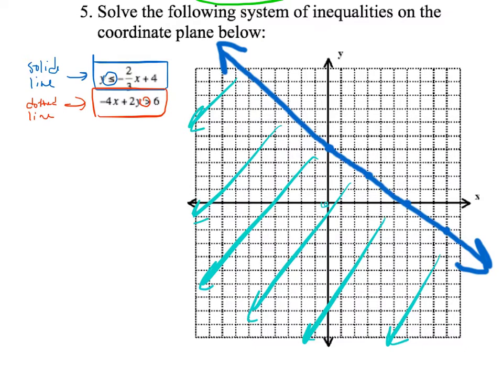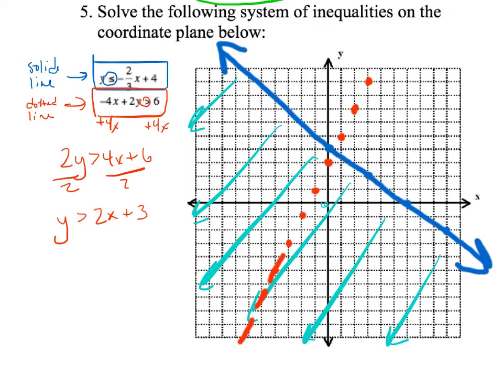Now I'm going to deal with the red line. First of all, I need to figure out how to graph this. So I'm going to add 4x to both sides. Now I'm going to divide everything by 2. And then I'm going to graph it. So up 2, right 1. And I get a lot of points so I can have a very nice dotted line.